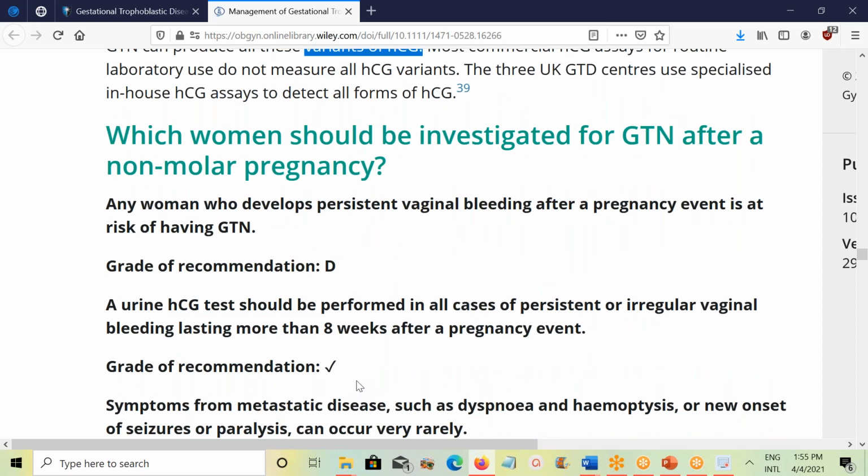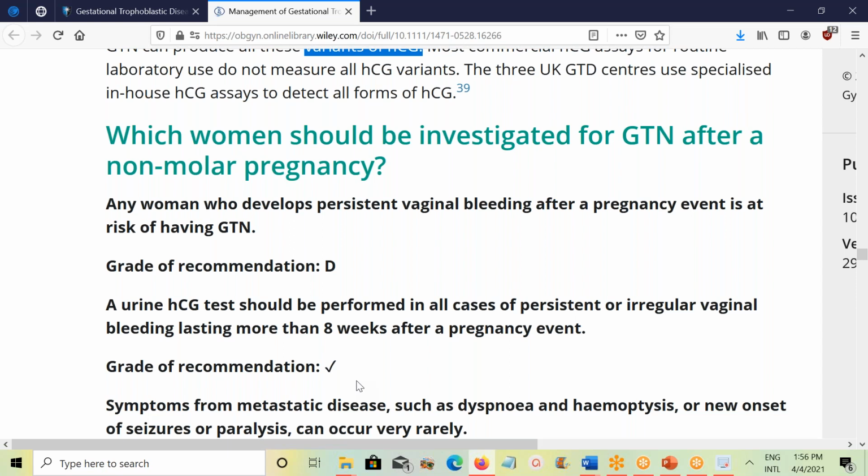After this, what question can be asked? The patient has persistent bleeding, or she had a diagnosed pregnancy, or a pregnancy of unknown location, and she has persistent bleeding. Again, send her to the regional center. That is the point. If they have irregular bleeding for more than 8 weeks after a pregnancy event, then we have to do the beta HCG and take the decision accordingly.